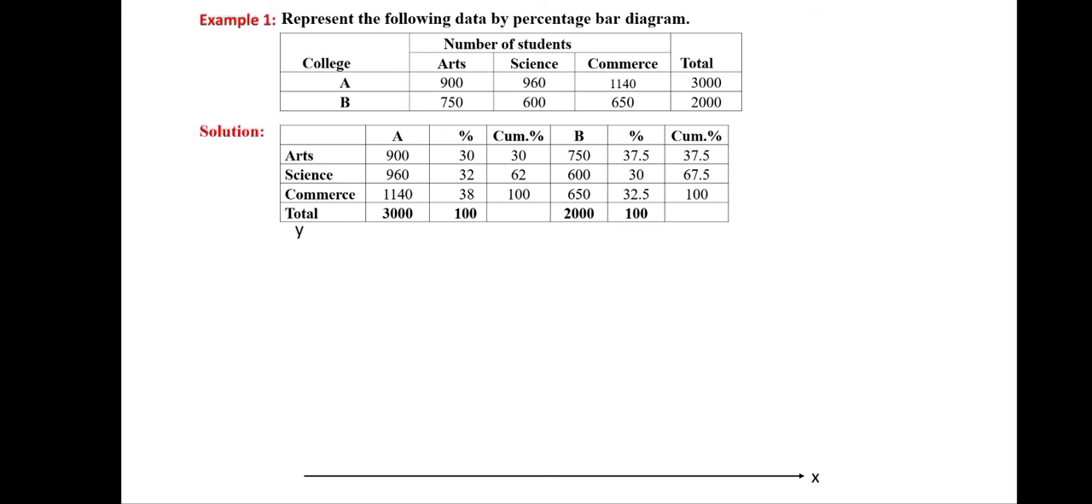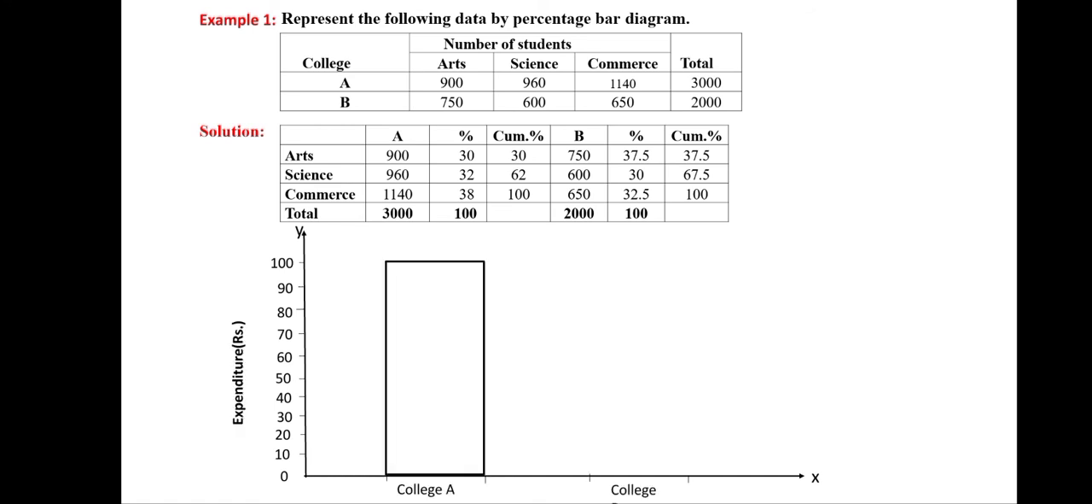Next, draw the x-axis and y-axis. And in the y-axis, here we have the total percentage as 100, so write on the value till 100. And in the x-axis, write down college A and college B. Okay, and under college A, the total percentage is 100, so draw a rectangular bar till 100.